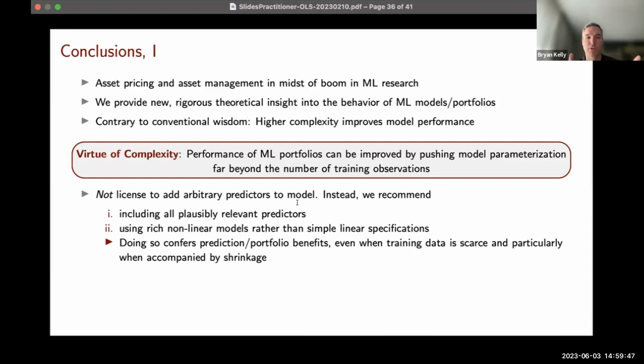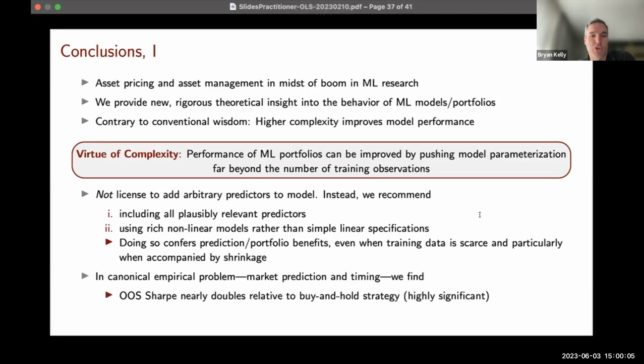If you have sensible input predictors and you allow yourself to use them very flexibly, you'll give yourself prediction benefits, portfolio benefits, and you can enjoy these benefits even when the training data is scarce, and especially when accompanied by further shrinkage. All right, we show that this is true in a number of empirical analyses.